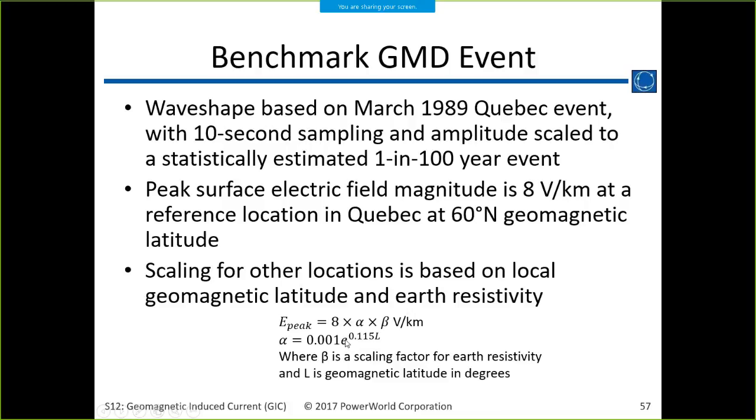The alpha is the scaling factor for geomagnetic latitude, and it can be computed from this equation right here. NERC also, in their application guide, I believe it is, has a lookup table in 5 or 10 degree increments, where they give you a constant that you can use also. So either way is okay. And then the beta is the scaling factor based on Earth resistivity, which for the moment we're using the 1D Earth model.